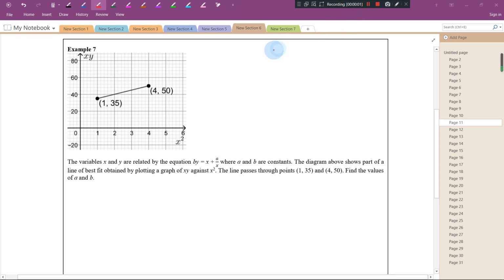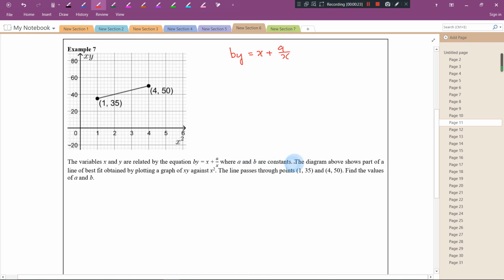Hi everybody, let's continue to discuss some other questions for these chapters. The variables x and y are related by the equation by. Okay, let me write over here first, b. So be careful, this is b, not 6. by is equal to x plus a over x.